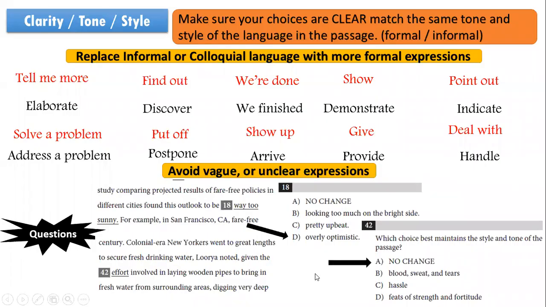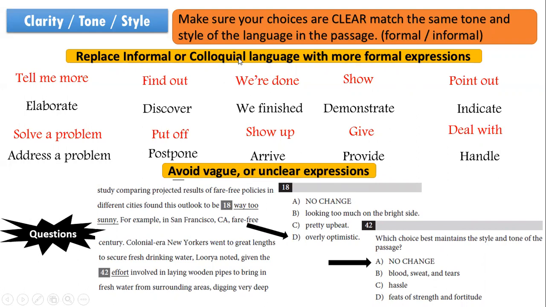The correct answer is A, ya shabab, because of the word effort. Luria noted, "given the effort involved." The word effort is more formal than "blood, sweat, and tears," which is redundant, by the way. "Hustle" is a very informal word. "Feats of strength and fortitude" is a long expression and informal at the same time. And by the way, this is exactly what we mean by colloquial language.